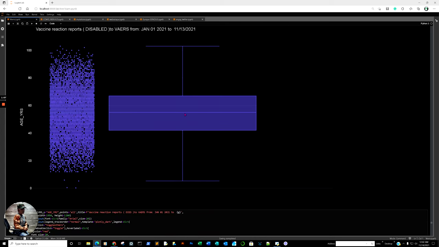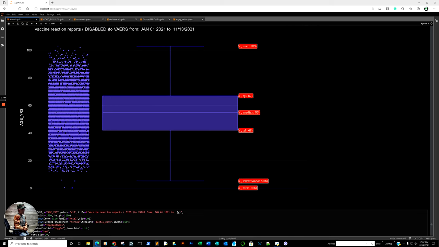All right, this is the individuals who reportedly were disabled by the vaccine, reported to VAERS, which has to confirm. Right here is your age, if you could read that. And the median age for people claiming disability from the vaccine to VAERS is 55. But there's your age groups.